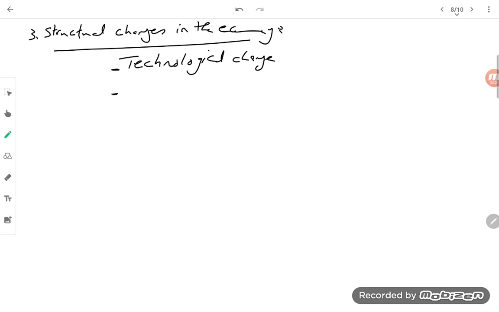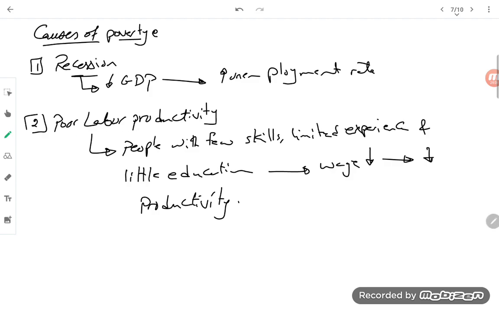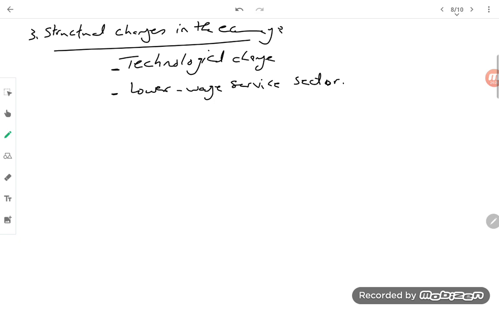Number two, low wage service sector. Due to number of factors such as poor labor productivity or technological change, many people may try to find a job in service sector, but the wage in service sector is lower compared to any other sector, so this also will help to widespread of poverty.